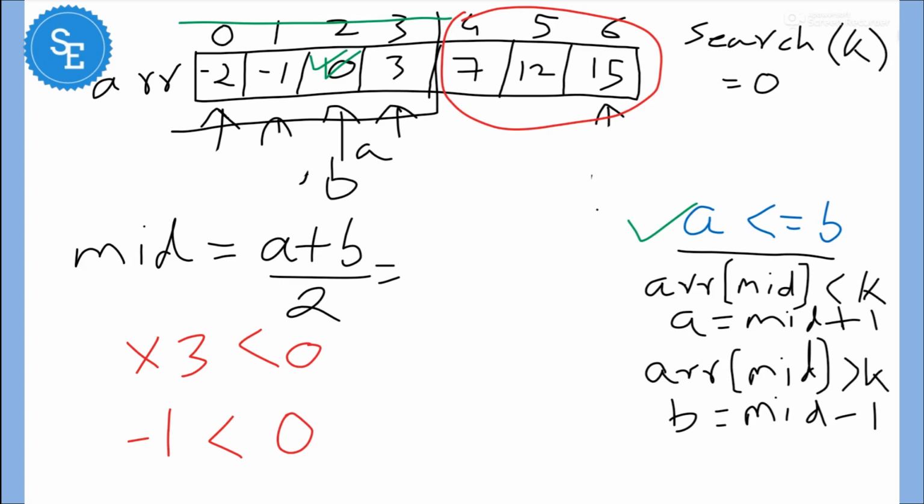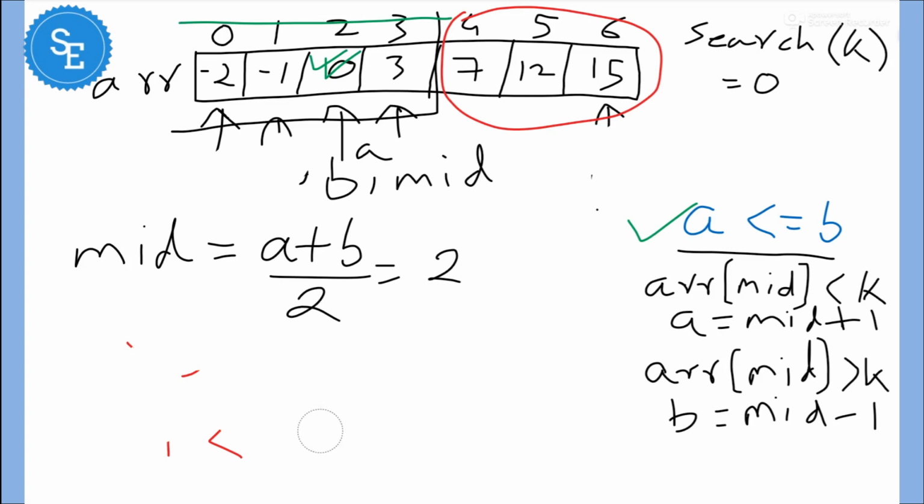So again we need to calculate our mid value. Now the mid value will be (a plus b) by 2, which is nothing but 2 only, because a and b both are 2. So a, b and mid have become equal now. Now ARR of mid is currently 0. Let me just move it here and write it. Is 0 lesser than 0? No. Is 0 greater than 0? No.